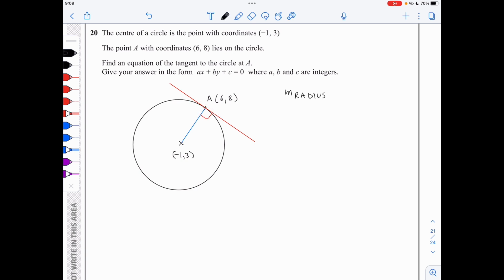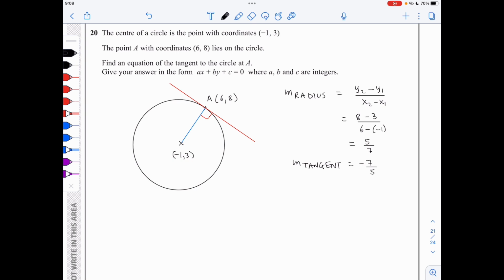So I'm using here y2 minus y1 over x2 minus x1, and in our case it will be 8 minus 3 over 6 minus minus 1, which gives me 5 over 7, and therefore the gradient of the tangent, I will flip and change the sign. It's going to be minus 7 over 5.